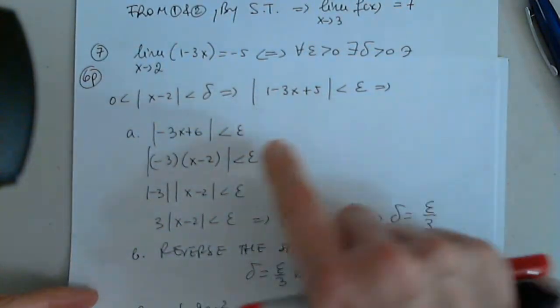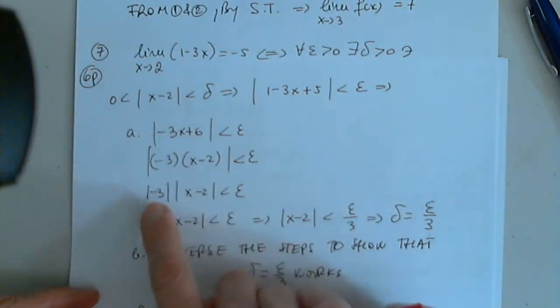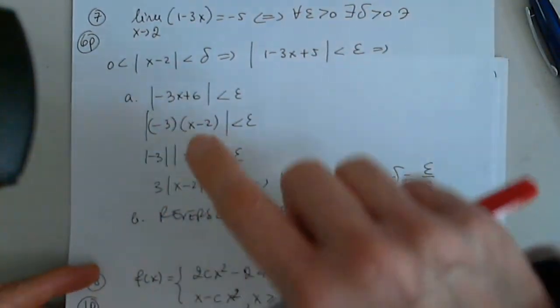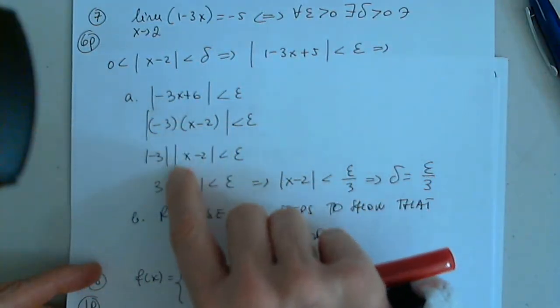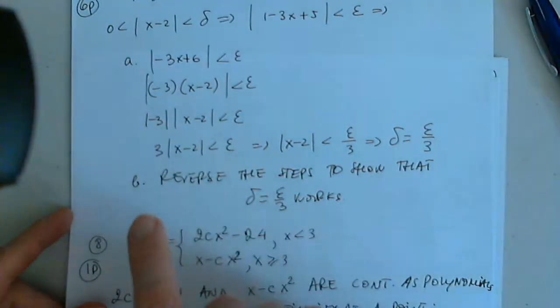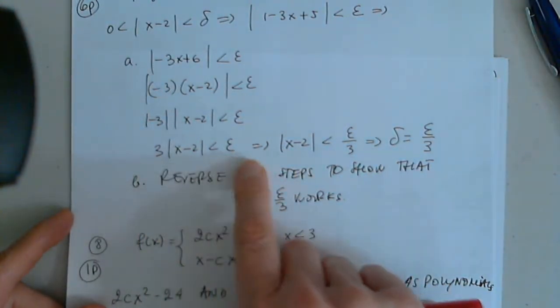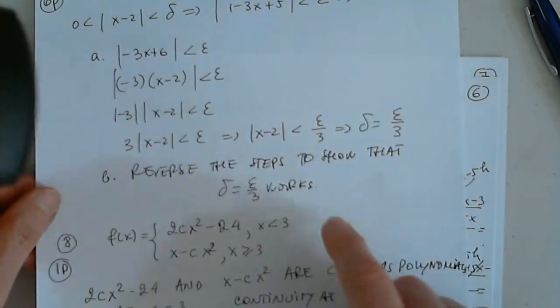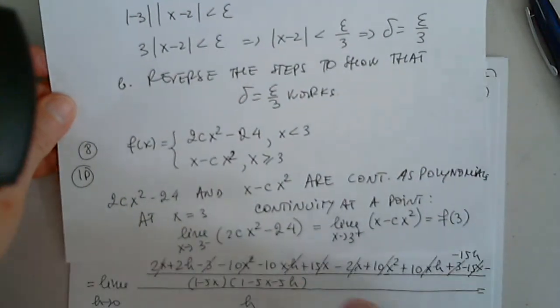I start at the end. I have to combine like terms. I have to factor out -3. I have to show that I'm using the property that the absolute value of a product is the product of absolute values. I change the absolute value of -3 into 3. I divide both sides by 3, and that's our delta. Reverse the steps to show that delta equals epsilon over 3 works.